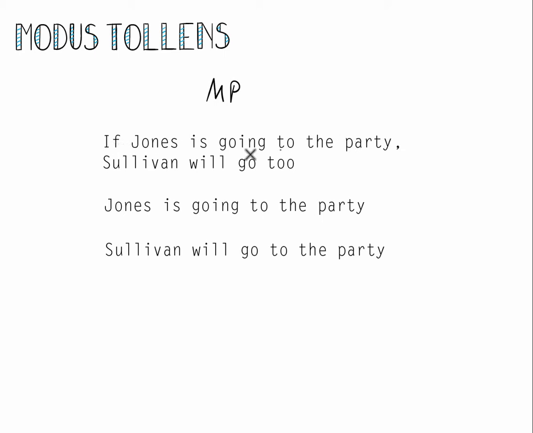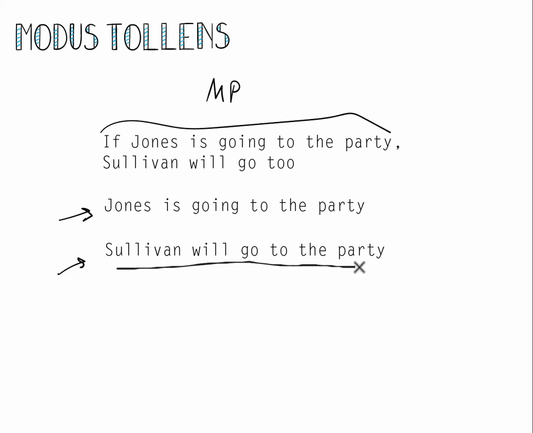If Jones is going to the party, Sullivan will go too. That's our conditional rule. Here is our trigger that tells us that this sufficient condition is true. So then we're able to infer that Sullivan will go to the party. The necessary condition will occur as well. So that's the modus ponens inference.